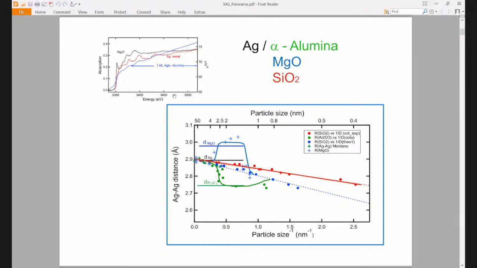And then when the cluster is big, it comes back to its own life, and goes back to the value of silver metal. This is true also in green: on alumina, the parameter of alumina is there, and you see that the parameter of the silver in the cluster starts to decrease, and then at the end it goes back to the metal value. If you take silica, silica is amorphous, so there is no way to have an epitaxial strength which imposes some distance on the cluster. So it's a straight line, just a contraction, which is well known, of the distance when the size becomes bigger and bigger.